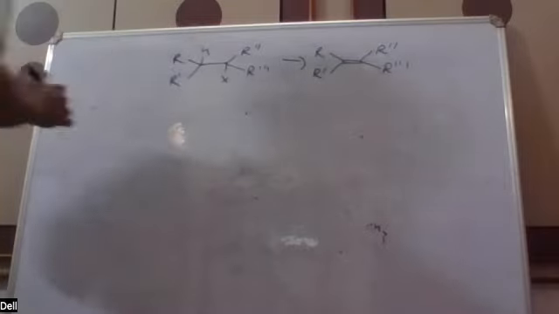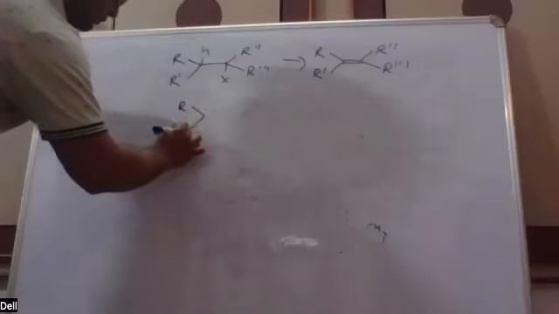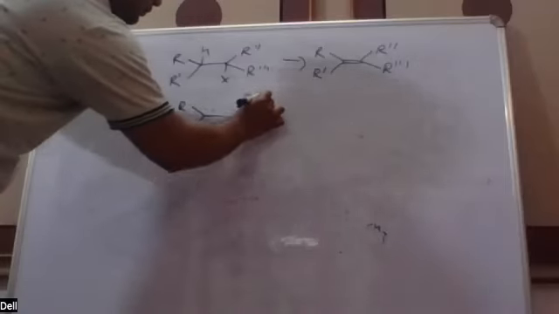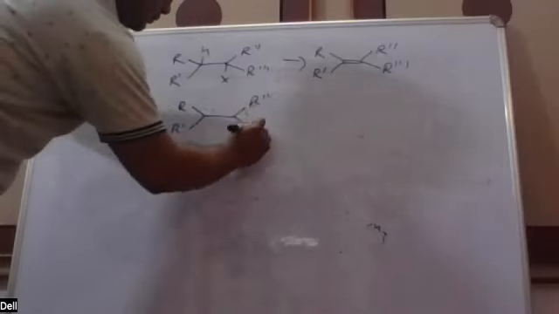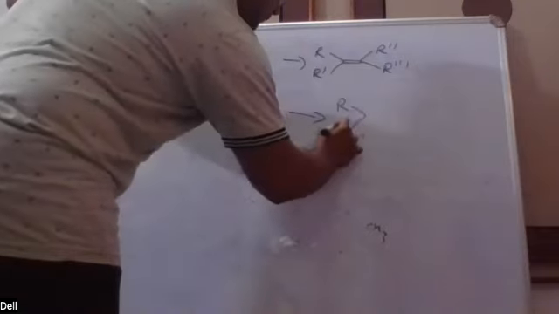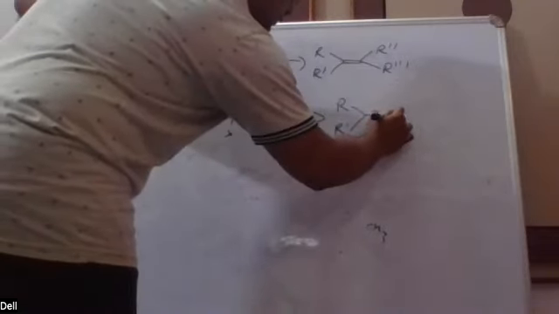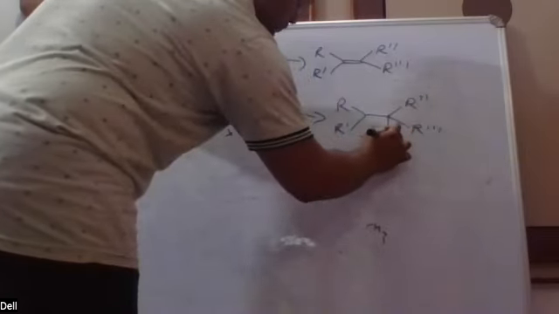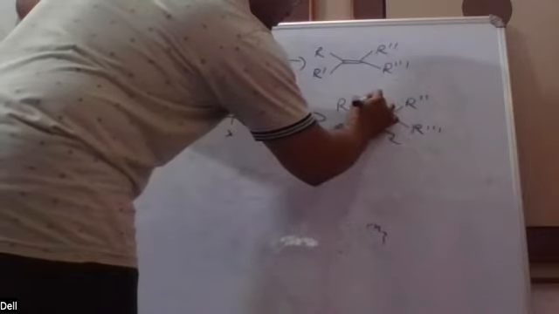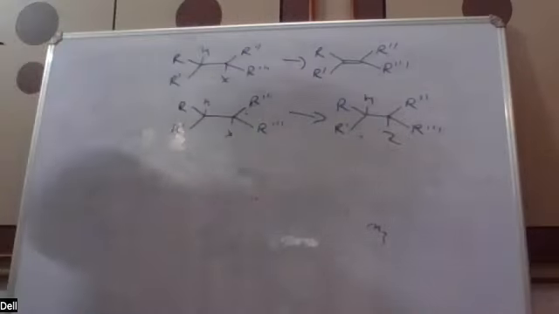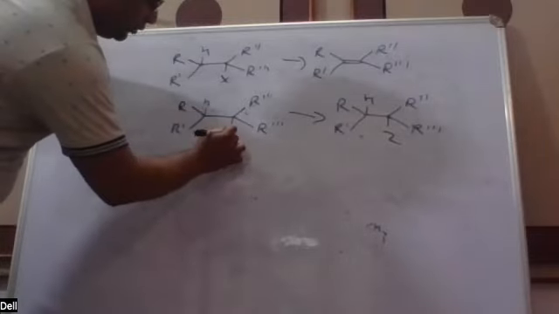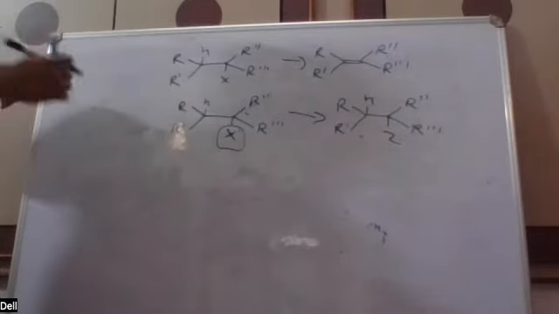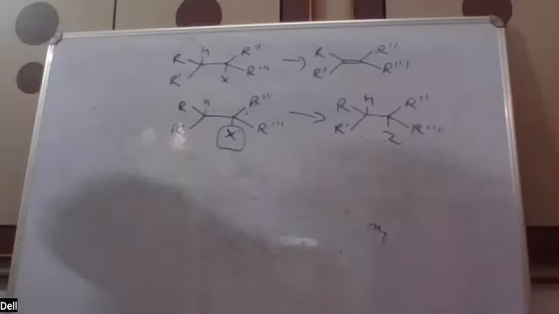But if we do substitution reaction on this, then it will lead to the formation of a 3-degree substrate only, but with a different group present instead of the leaving group. Here, the leaving group will not remain in the reactant molecule. This is the basic difference between elimination and substitution.